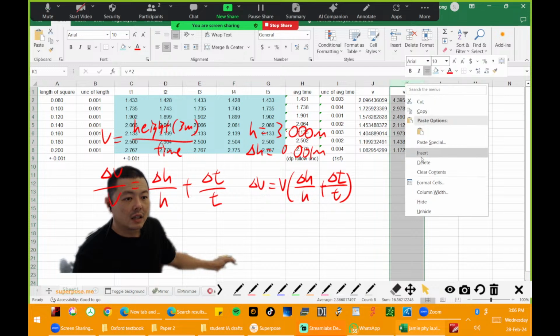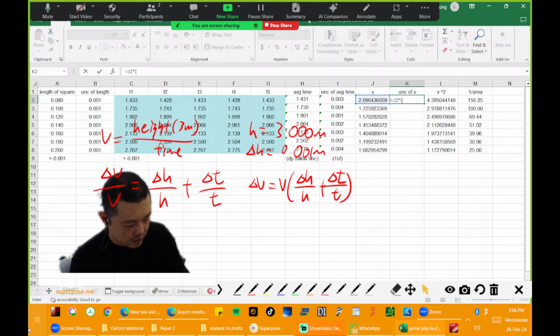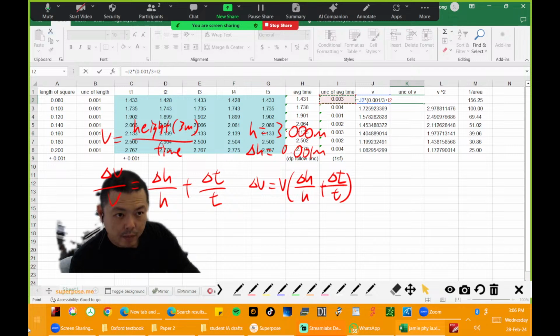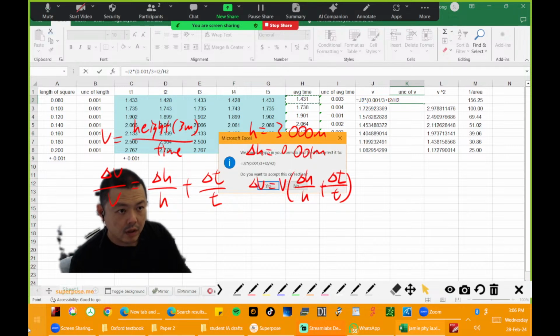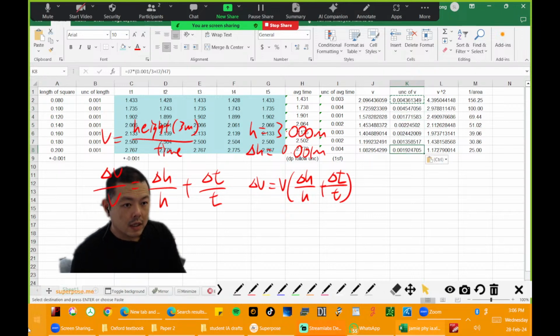Okay, then this is the uncertainty of V. So this one is equal to V times del H over H, so 0.001 over 3 meters, because that's constant for all the other terminal velocities also. Then plus del T, the uncertainty of time, over the actual time itself. Okay, correct. So these are your values.